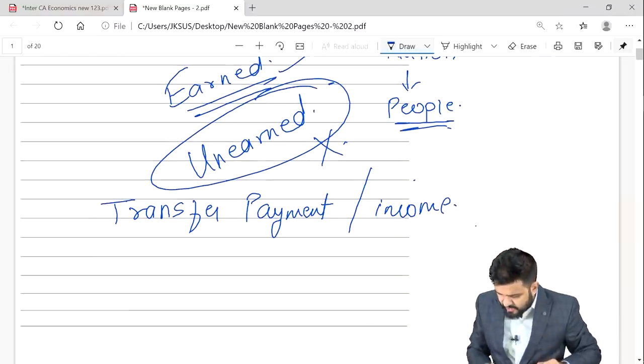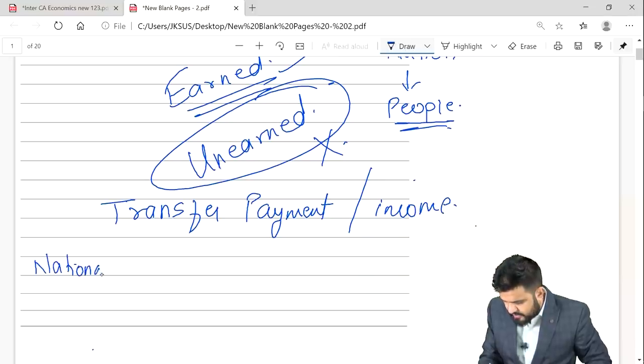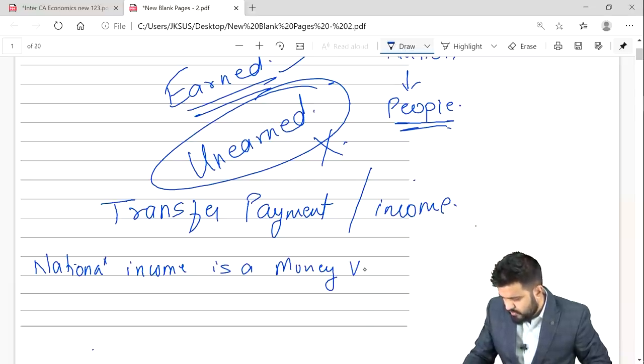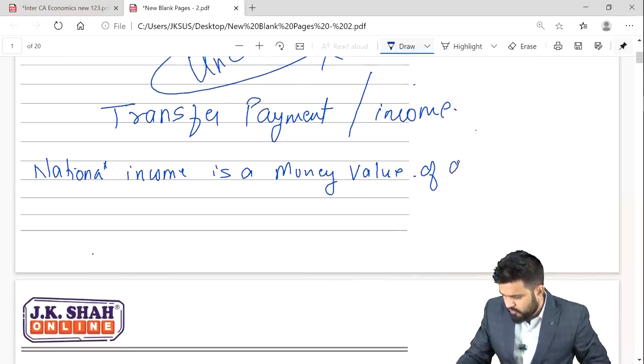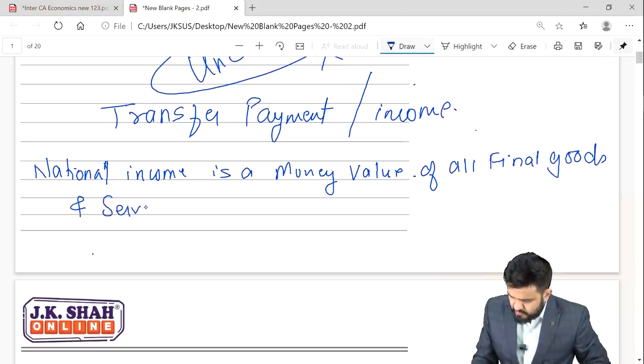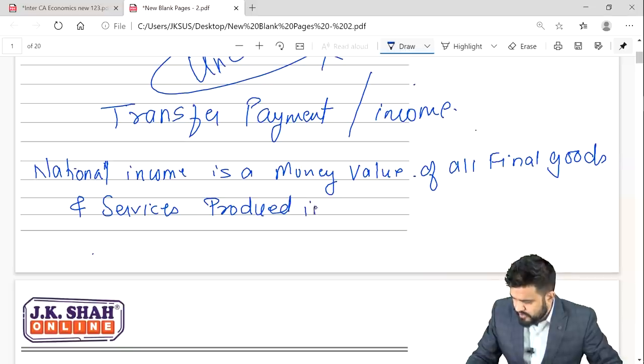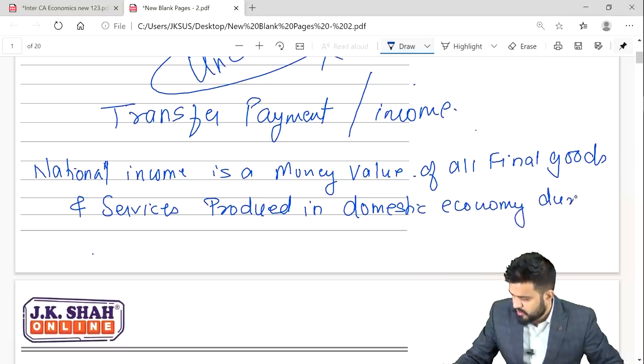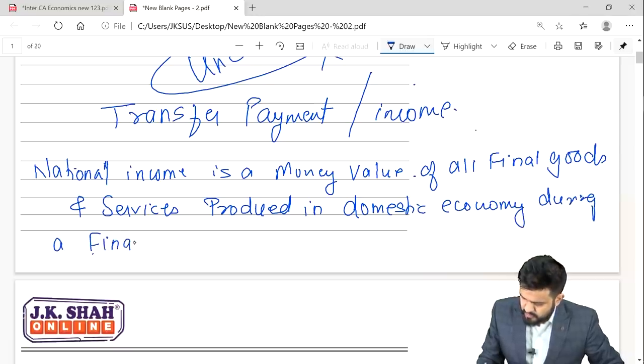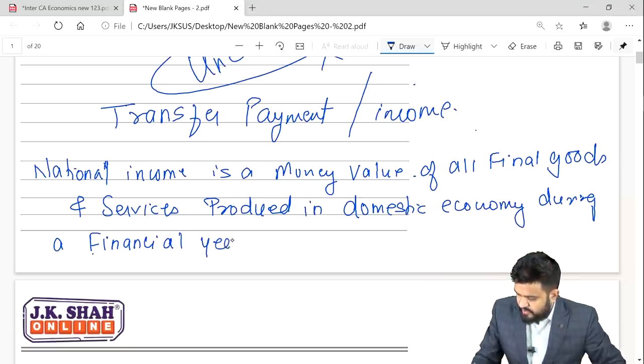So to be very precise, I would like to write: national income is the money value of all final goods and services produced in the domestic territory, domestic economy, during a financial year, plus net factor income from abroad.